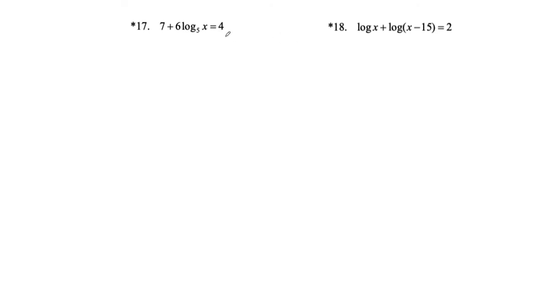Again, looking for opportunities to switch from logarithmic to exponential form here, but I've got to do a little algebra first. So the first thing that we're going to do on number 17 is subtract 3 from both sides. If we subtract 3 from both sides, we are going to end up with 6 times log base 5 of x is going to equal negative 3. Then we're going to divide both sides by 6. So we're going to get log base 5 of x is equal to negative 1/2 when we simplify that down.